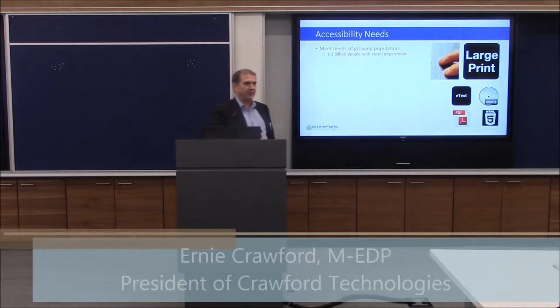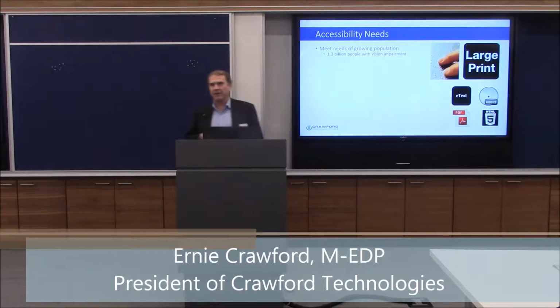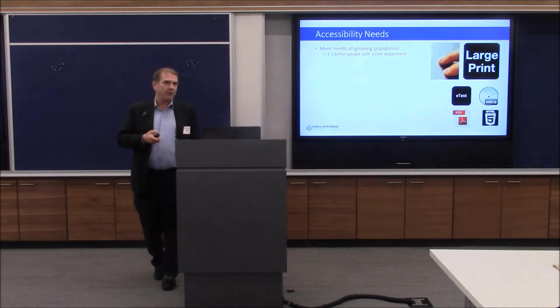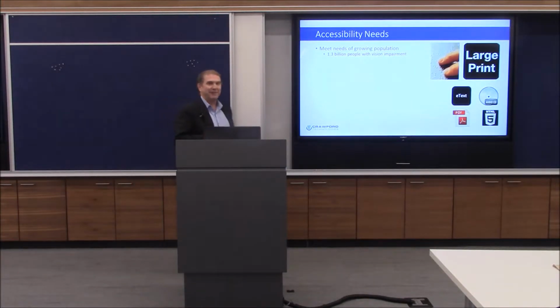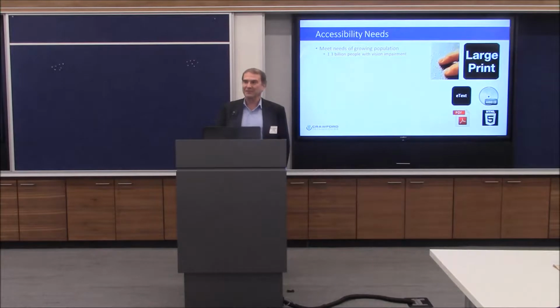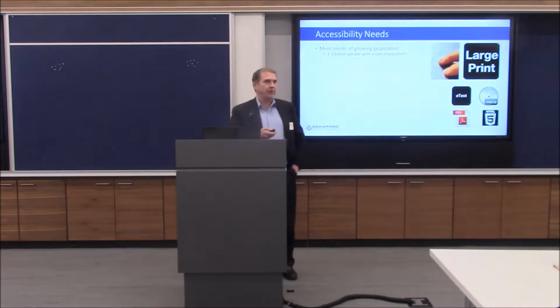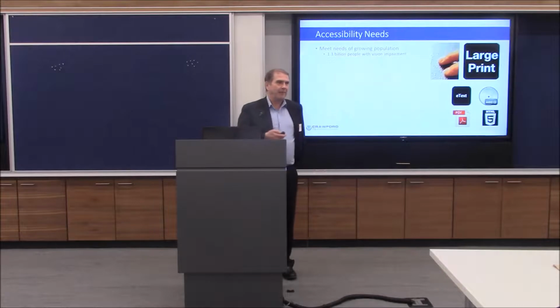1.3 billion people have vision impairment, according to the World Health Organization. 1.3 billion. That outdoes your 1 billion phones. Yep. But it's a serious issue, and that means that for the documents you're sending out, there are that many people in the world who can't read them.